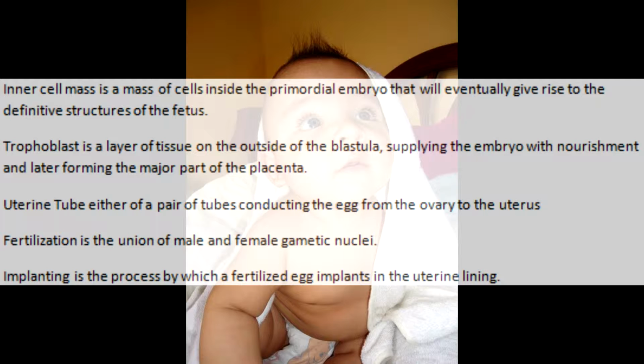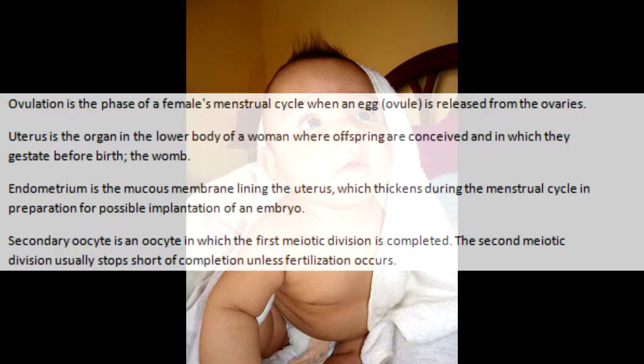Uterine tube, either of a pair of tubes conducting the egg from the ovary to the uterus. Fertilization is the union of a male and female gametic nuclei. Implantation is the process by which a fertilized egg implants in the uterine lining. Ovulation is the phase of a female's menstrual cycle when an egg, ovule, is released from the ovaries.